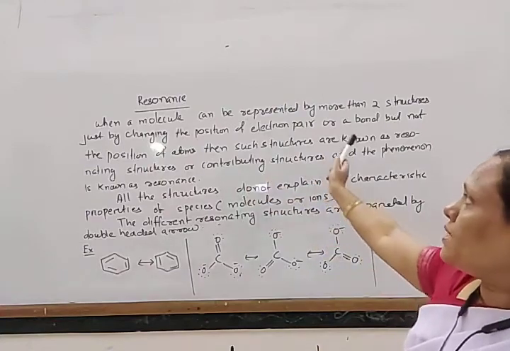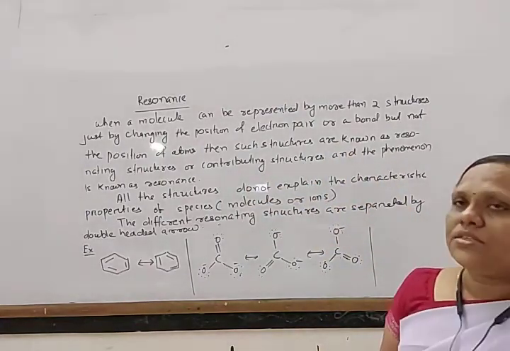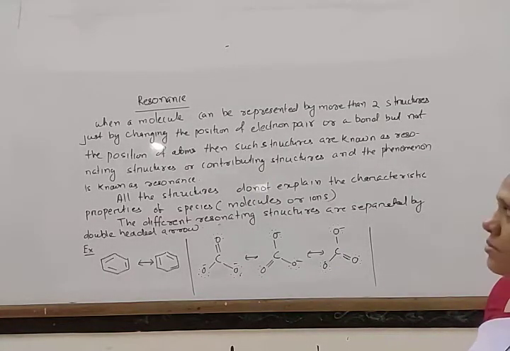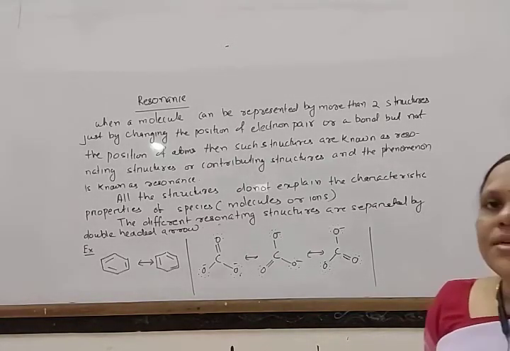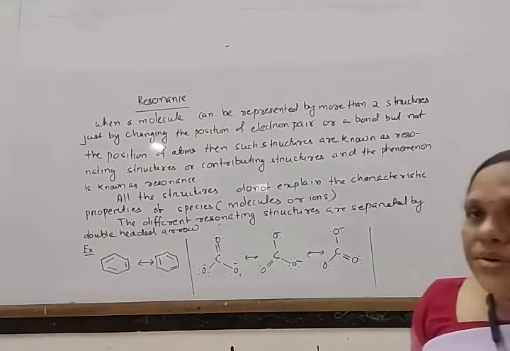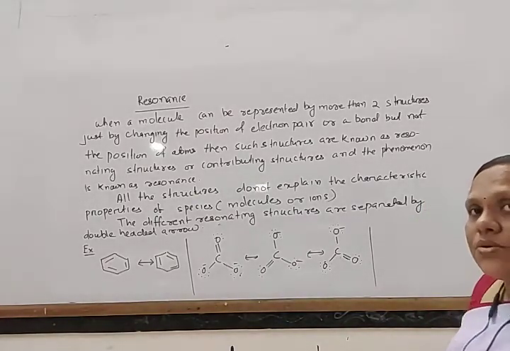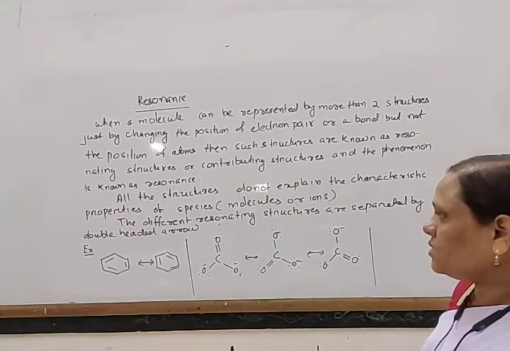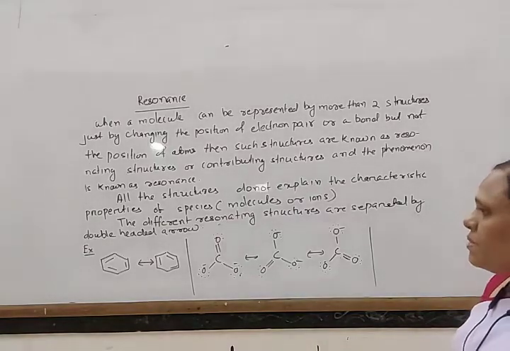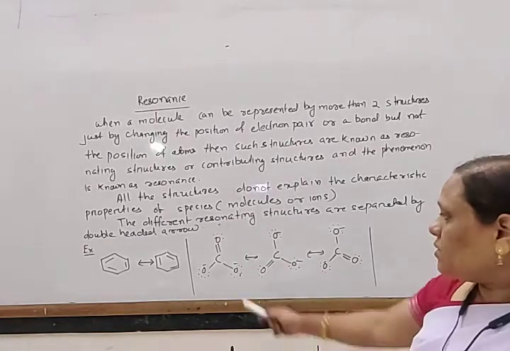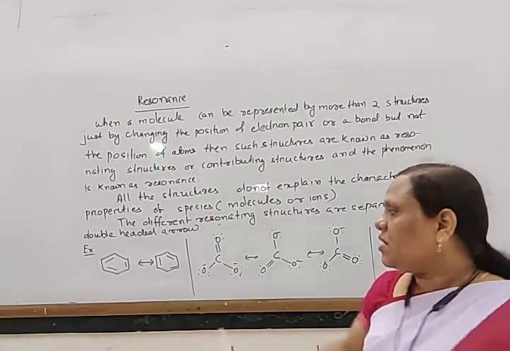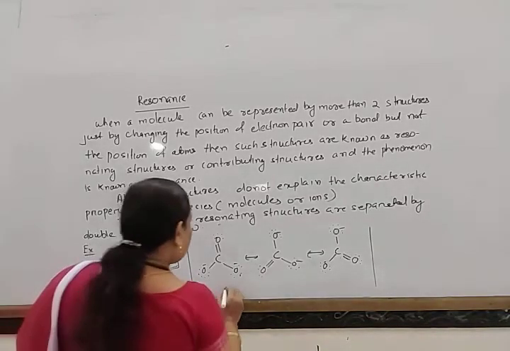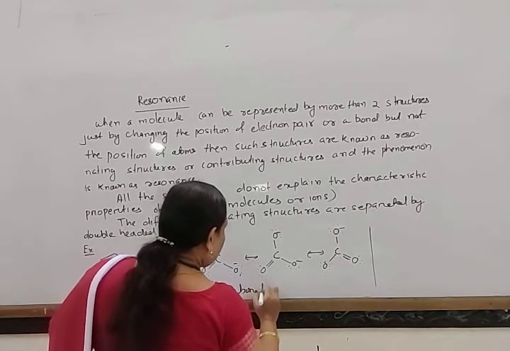When a molecule can be represented by more than two structures just by changing the position of an electron pair or a bond, not the position of atoms, then such structures are known as resonating structures or contributing structures, and the phenomenon is known as resonance. No single structure explains the characteristic properties of the species. The different resonating structures are separated by a double-headed arrow. So there are some examples. That is the resonating structure of benzene, and this is the resonating structure of carbonate ion.